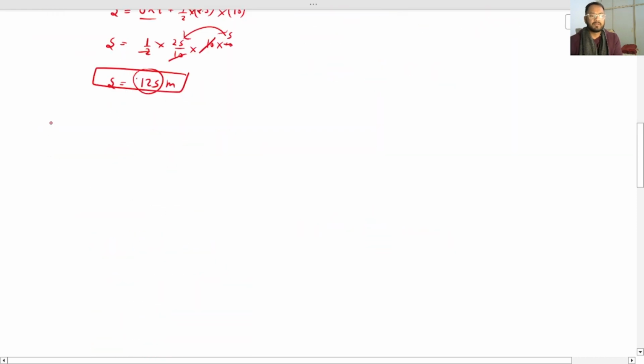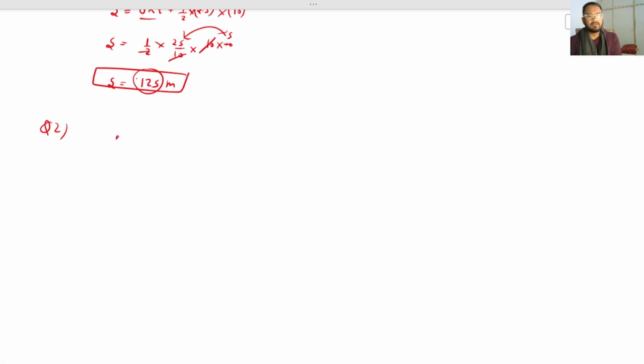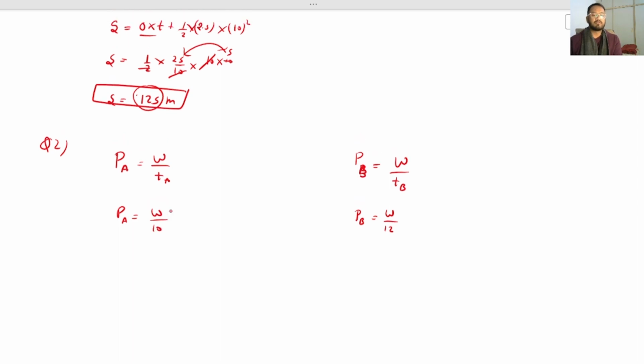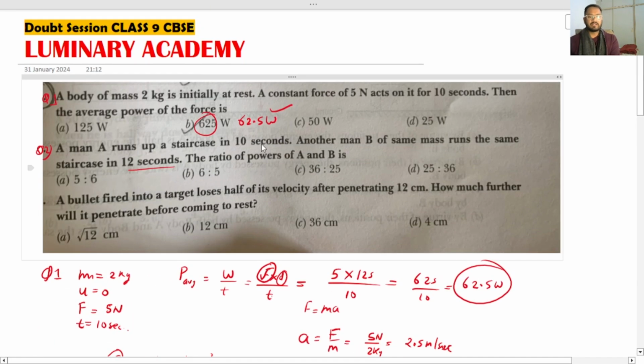Now here, this is question number 2. Here time is given. Power of A will be work done upon time of A, and power of B will be equal to work done upon time of B. Now power of B will be equal to W upon 12, and power of A will be equal to W upon 10. This is given. So for A it is 10 seconds, and for B it is 12 seconds.